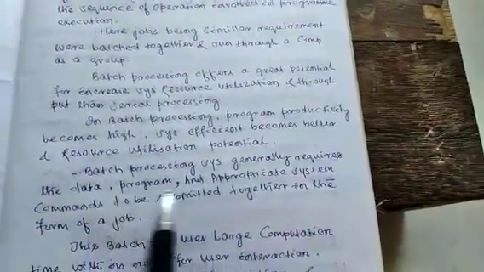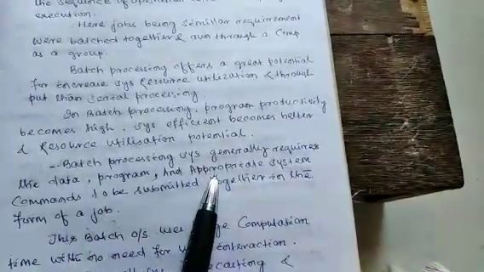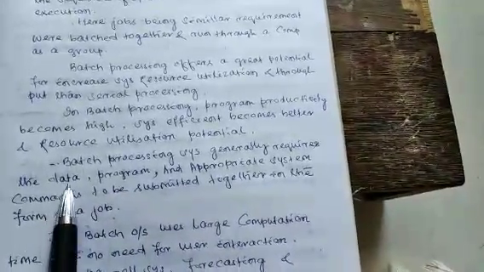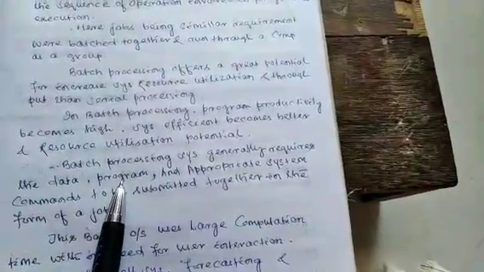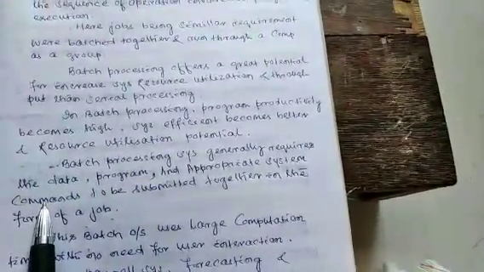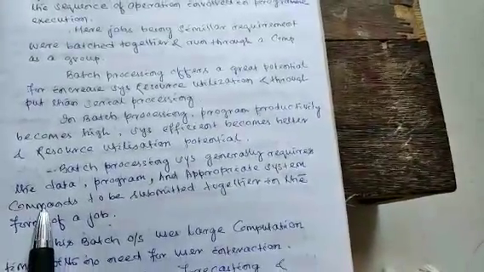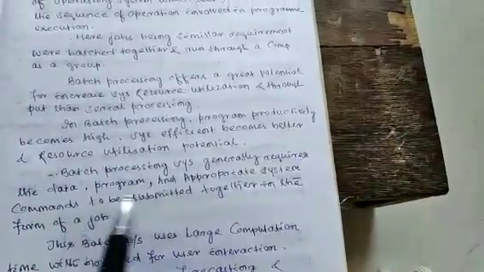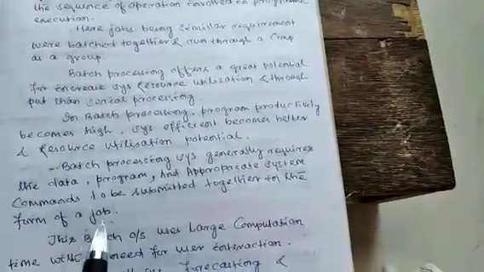In this operating system, it requires data, a program, and appropriate system commands. For each processing, data is required, some programs are also required, and some commands: what to do, how the data is being processed, how to retrieve it, what the requirements of the user are, all these things. They are submitted together in the form of a job.